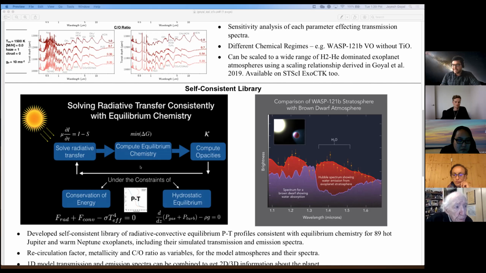And we do this iteratively, until we get a pressure temperature structure that is in radiative convective equilibrium under the constraints of conservation of energy and hydrostatic equilibrium. So this is what the ultimate PT profile of the planet will be across different parameter space. This is what we do for our self-consistent grid for around 89 hot Jupiter planets, and using this pressure temperature structure, we then simulate the transmission and emission spectrum of these planets.